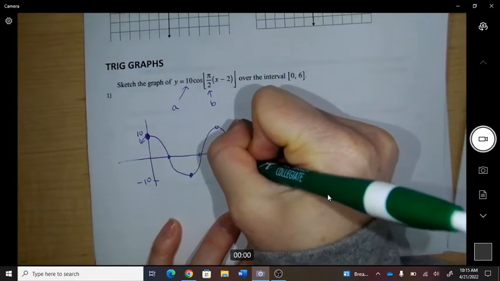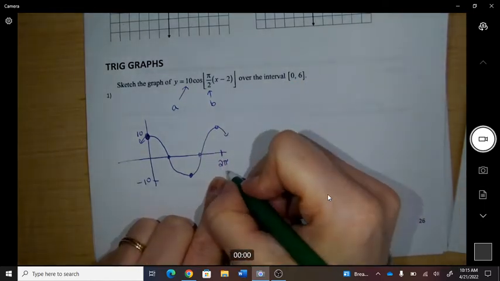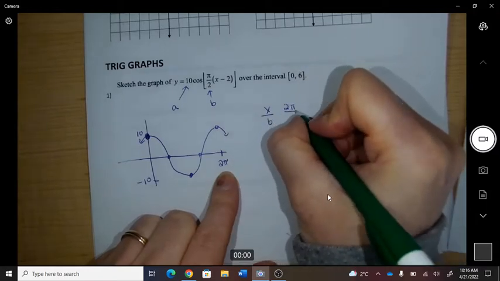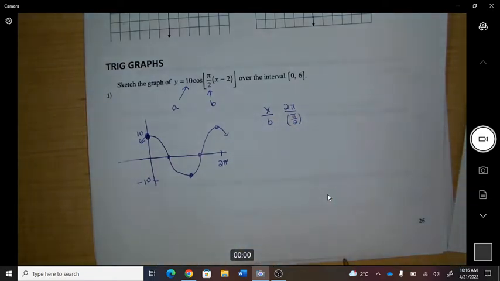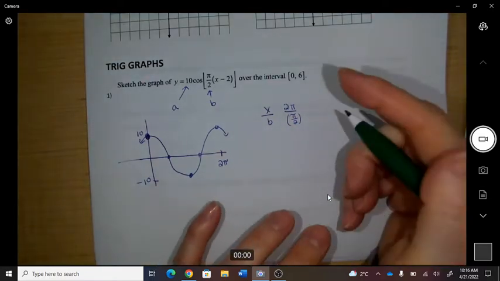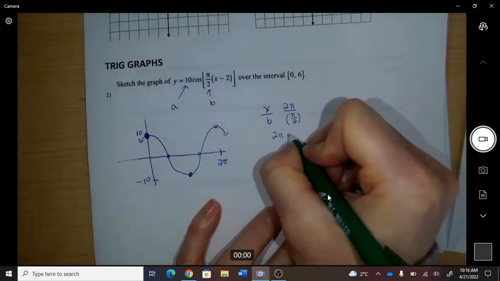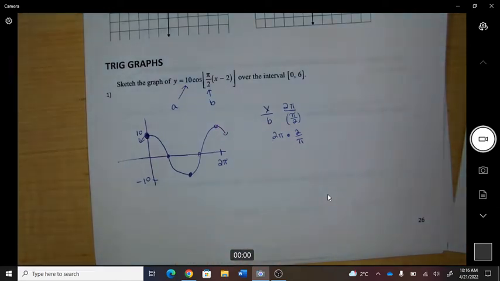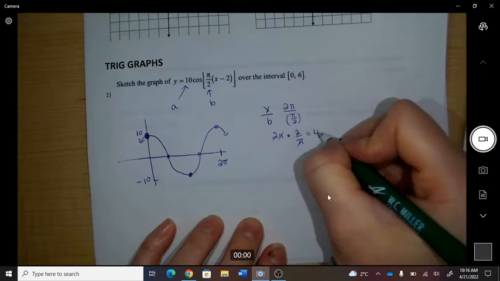So this x value is normally 2 pi. So I'm going to take the x value and divide it by b. So 2 pi over 2. So that is a division by a fraction. So I'm going to do 2 pi times 2 over pi. So flip and multiply because it's a divide by a fraction. That would cancel and it would equal 4.